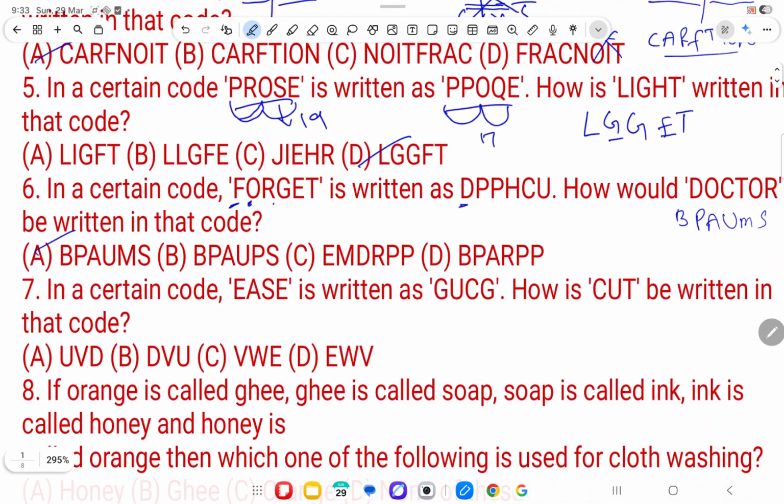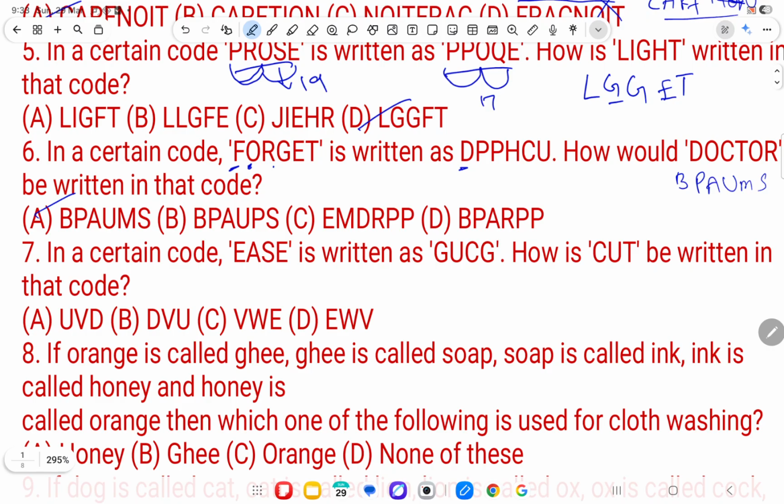First option. Then in a certain code, is written as GUCG.